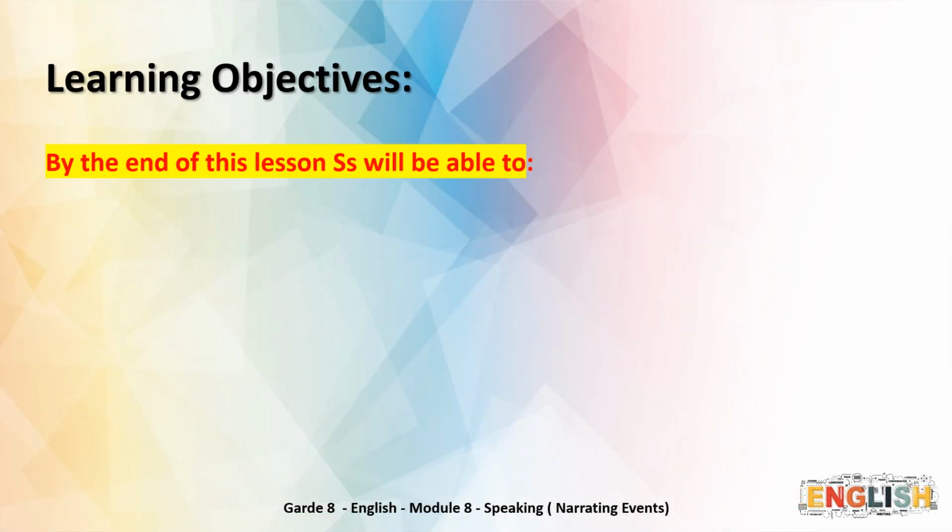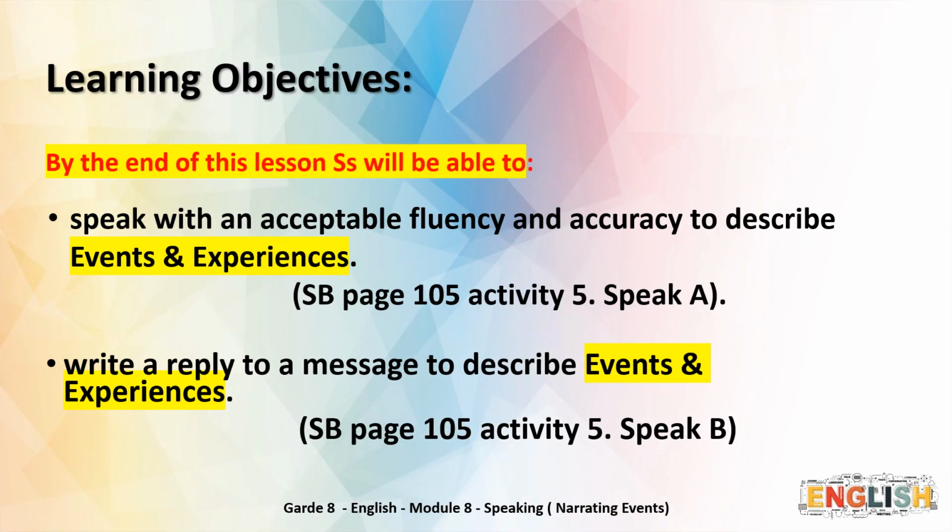Now, at the end of this lesson, you will be able to speak with acceptable fluency and accuracy to describe events and experiences, especially weather experiences. This, of course, will be in the student book, page 105, activity number 5, speaking A. You will also be able to write a reply to a message to describe events and experiences, the same activity, part B.